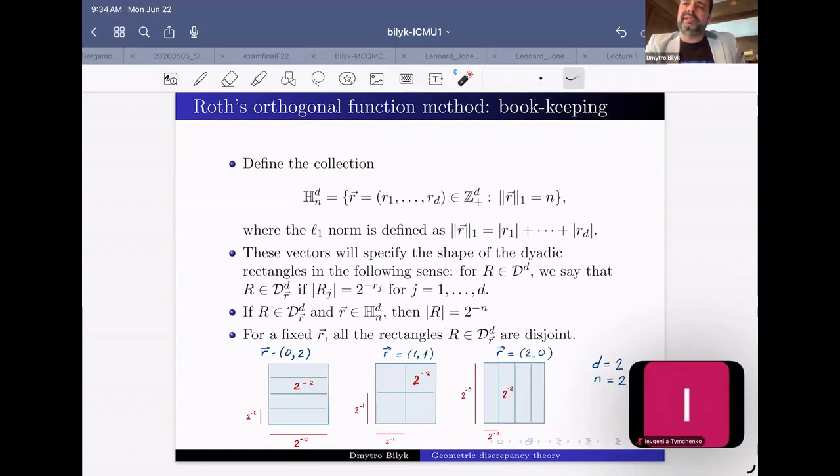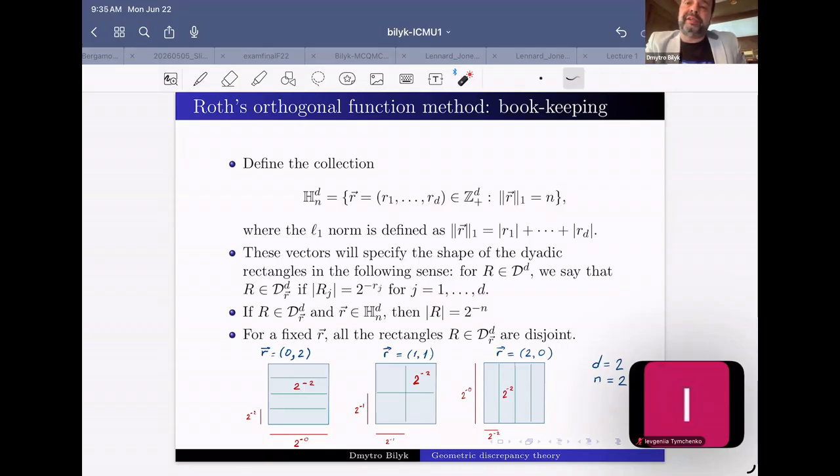Okay, so basically what this is saying, this is just a little L1 norm. So the sum of the coordinates, these numbers are non-negative. The sum of the coordinates adds up to n. Okay. What this will do is keep track of different shapes. Basically, we would want the j side to be 2 to the negative rj. Okay, and then it's easy to see that if that holds, then the size of the rectangle is 2 to the negative n.